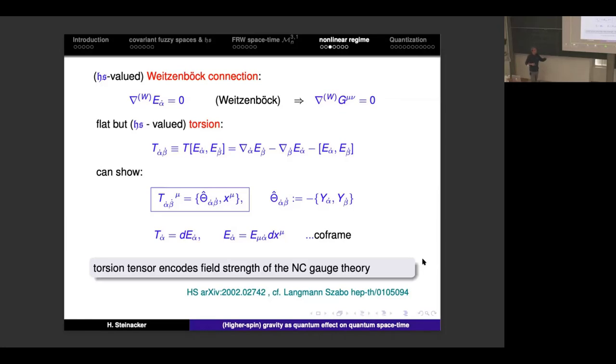That's well known. And in this, if you take a derivative of it, then you get this torsion tensor. So I think that's the key, the geometric understanding of this model. By the way, this was first pointed out by Langmann-Szabo a long time ago. And now I think that's the way to understand it.